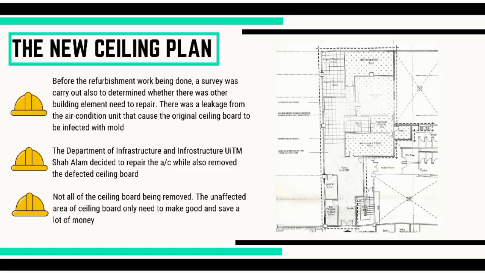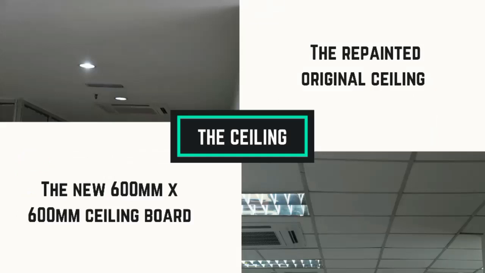the defective ceiling board. Not all of the ceiling board was removed. The unaffected area of ceiling board only needed to be made good, which saved a lot of money. So at the top was the repainted original ceiling board. At the bottom was the new 600mm x 600mm ceiling board.